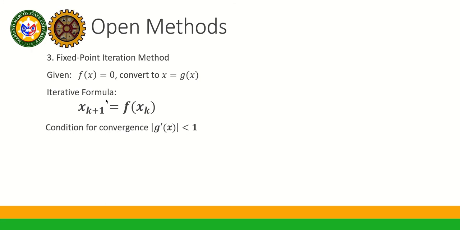Now, before we proceed to iteration, meron tayong condition for convergence. So that condition is if the absolute value of the first derivative of the manipulated function is less than 1, then we can proceed to iteration. Otherwise, we look for another formula of x. Okay? So, iterative formula natin is x sub k plus 1 equal to g of x sub k.